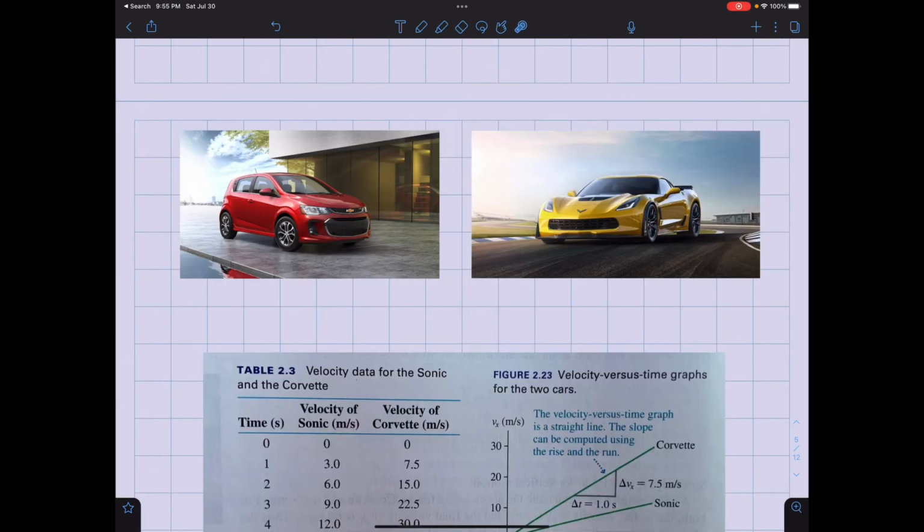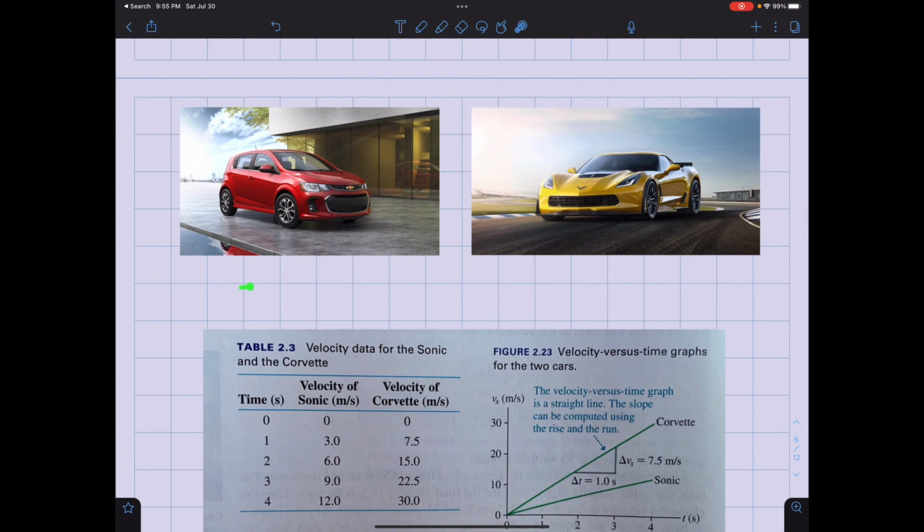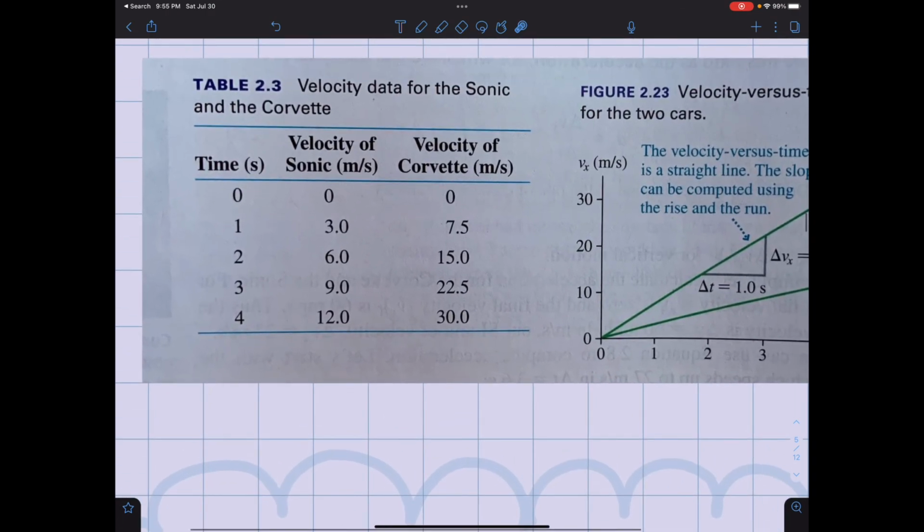One more little reminder here. Let's take a look at the Sonic and the Corvette one more time. This is a table showing the velocity data for the Sonic and the Corvette. So these velocities are for the Sonic. These velocities are for the Corvette. Time is here. So at 0 seconds, they both start at 0. Makes sense. In 1 second, the velocity of the Sonic is 3 meters per second. The Corvette is 7.5 meters per second. And by the time you get to 4 seconds, the Corvette's way ahead, obviously.